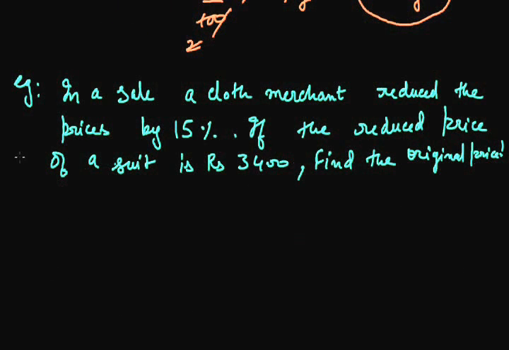Now see in this question, in a sale, a merchant reduces his price by 15%. That is, he has decreased the price by 15%. Now if the reduced price of a suit was rupees 3,400, then we have to find its original price. यानी कि 15% रिड्यूस करने के बाद जो प्राइस है वो है 3,400. तो हमें पता करना है कि ओरिजिनल प्राइस क्या होगा.